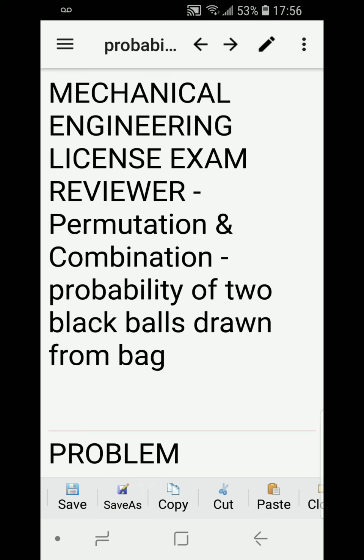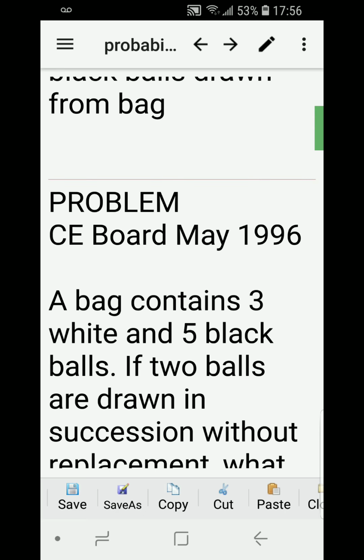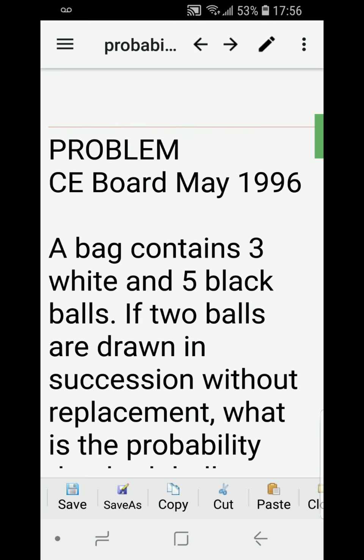Today's topic is on the permutation combination probability, and this is the probability of two black balls drawn from a bag. The problem is taken from the CE Civil Engineering Board in May 1996. And remember, if you have a problem, we have a solution.